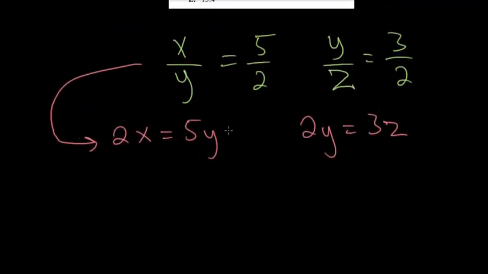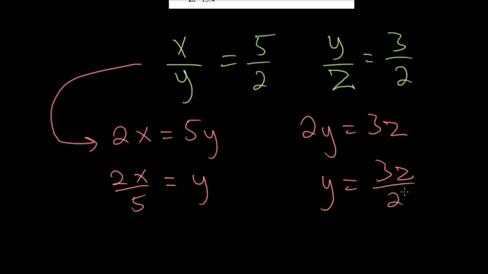So on this left-hand equation, what I'll do is divide each side by 5, so that I get y is equal to 2x divided by 5. And on the right side equation, I'll just divide each side by 2, so that I get y is equal to 3z over 2. And now since each equation is set equal to y, then we can conclude that they would be equal to each other. So in essence, I have that 2x divided by 5 is equal to 3z divided by 2.